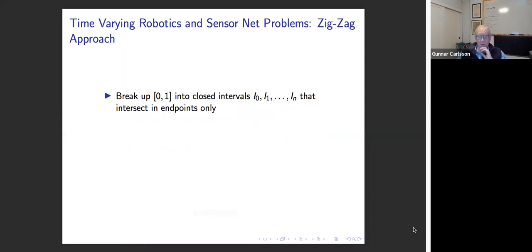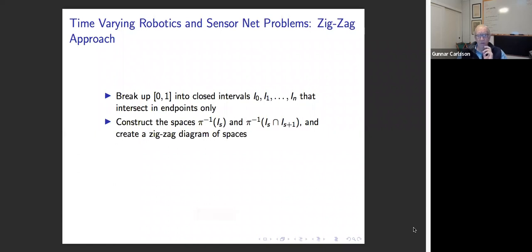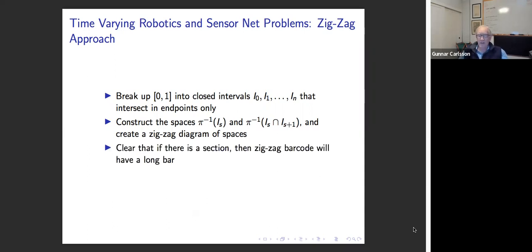So we'll break up [0, 1] into closed intervals that intersect in the endpoints only. We'll construct the spaces π inverse of I_s and π inverse of I_s intersect I_{s+1}, and we'll create a zigzag diagram of spaces. Remember, a zigzag diagram is like a persistence diagram, but with alternating arrows going either to the right or to the left as it alternates. Now, what is clear is that if there is a section, then the zigzag barcode will have a long bar. But the converse is not true.